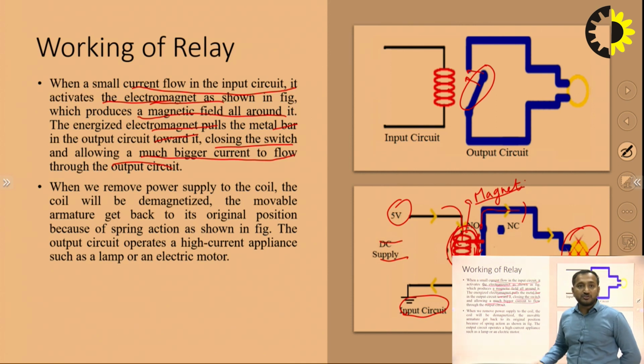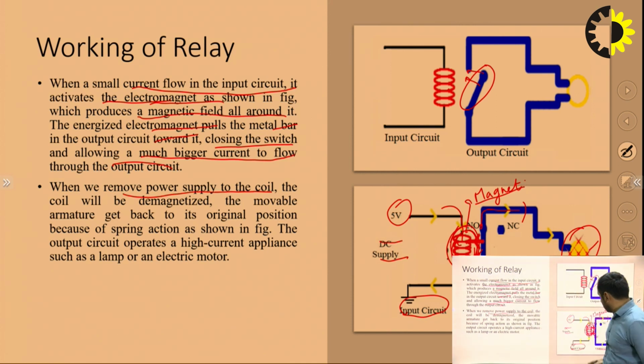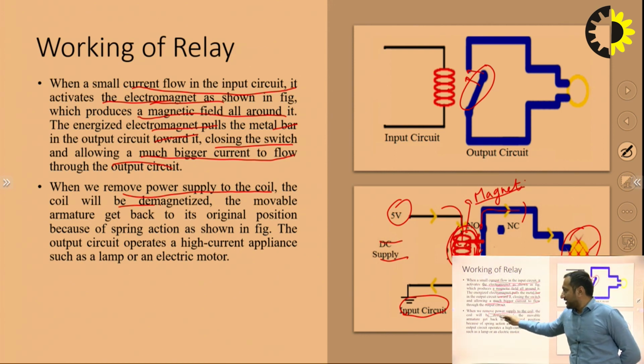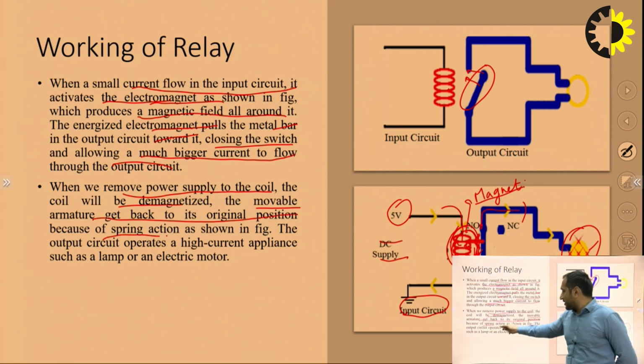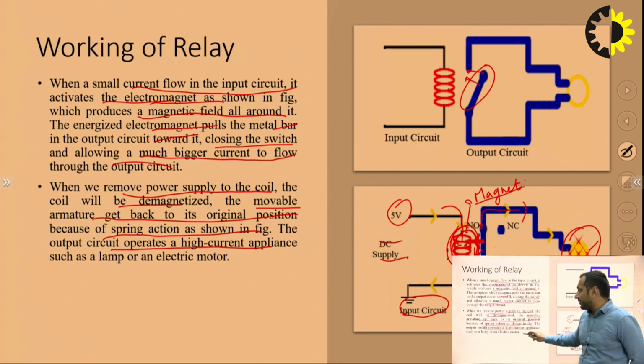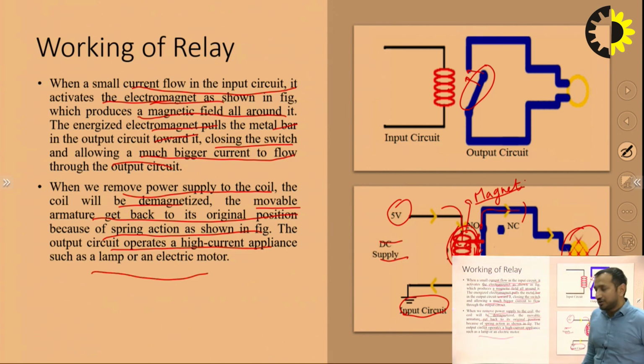Now what happens if we remove it? When we remove the power supply to the coil, through this coil, if this power supply is removed, the coil will get demagnetized. As we know, because of this electricity the magnetism effect is produced, and when we switch off the electricity, this magnetism effect is no more. It gets demagnetized. So the movable armature gets back to its original position because of the spring action as shown in figure. The output circuit operates a high current appliance such as a lamp or an electrical motor.